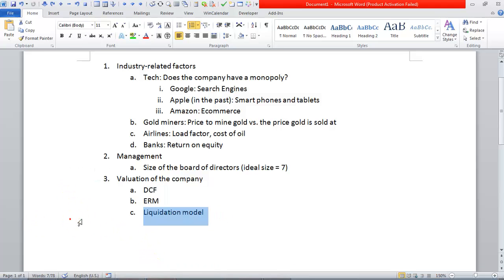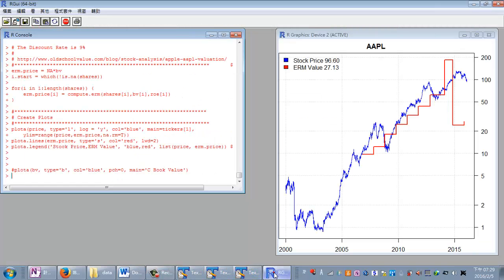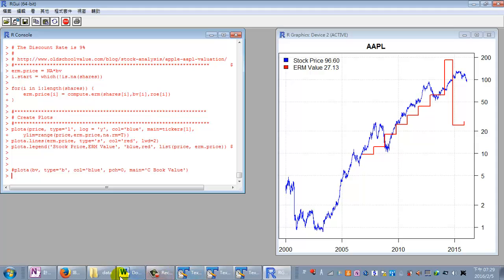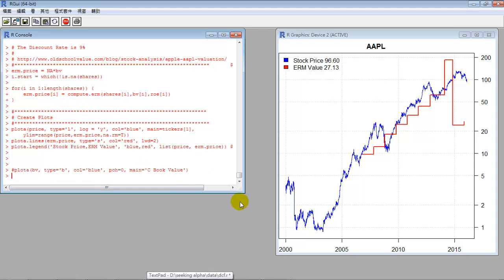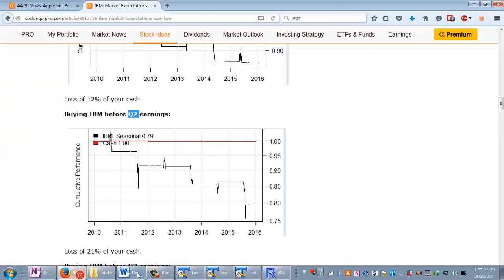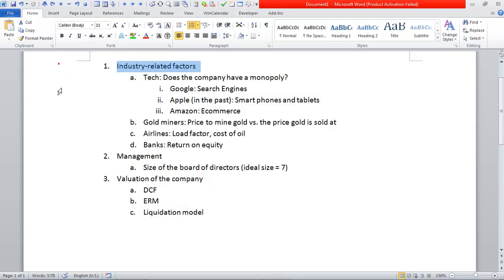I haven't updated the liquidation model code to plot the model with the stock, though that would be interesting. I might do that in the future. But you might want to do this by hand or code it yourself if you can code. In any case, that's the 3 steps.